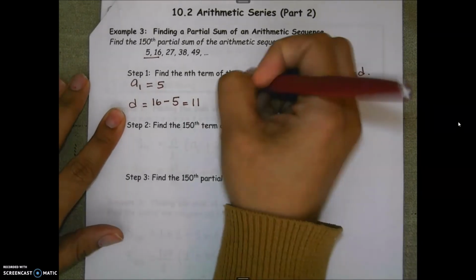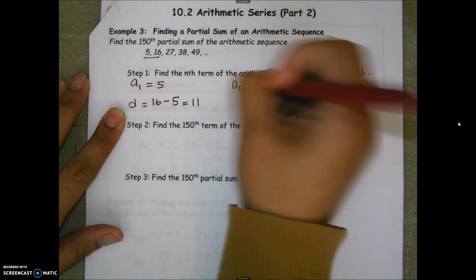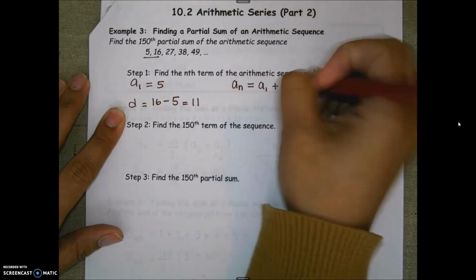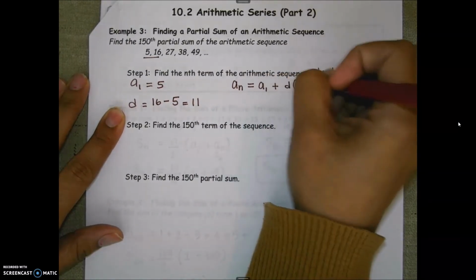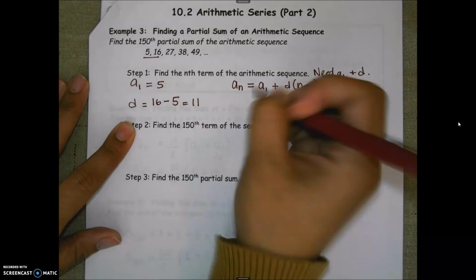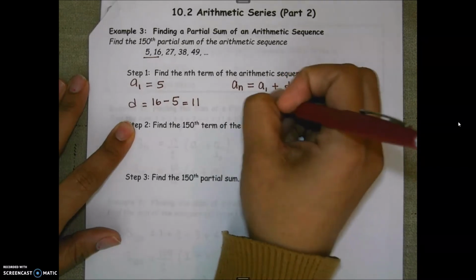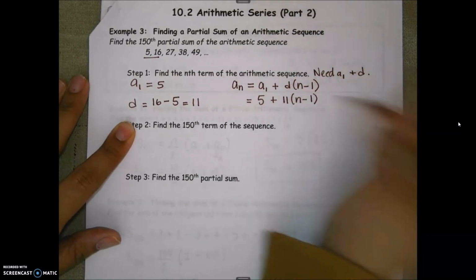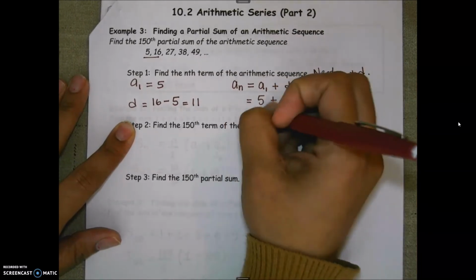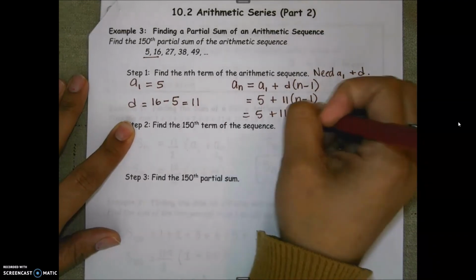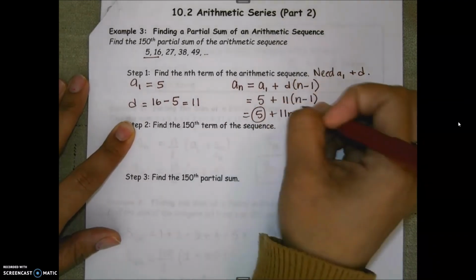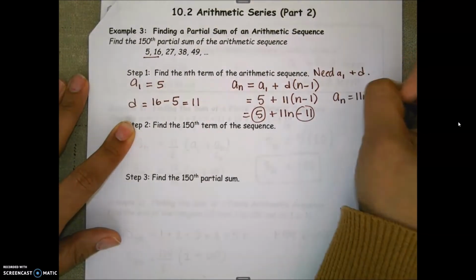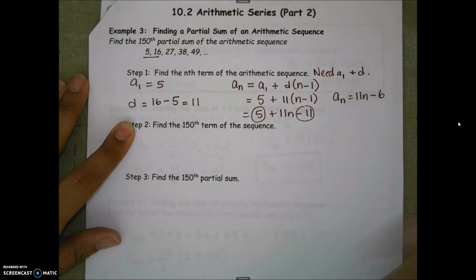The format to write in an arithmetic sequence to find the nth term is An = A1 + d(n - 1). All right, so I want to plug in what I know. I know that A1 is 5 plus d, which is 11, times (n - 1). You want to simplify that. You get 5 + 11n - 11, and then you want to combine like terms. So my formula is An = 11n - 6.